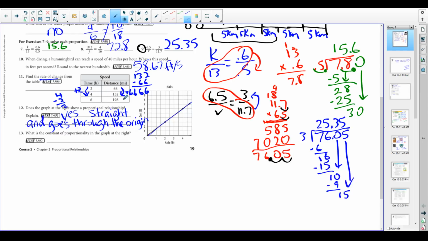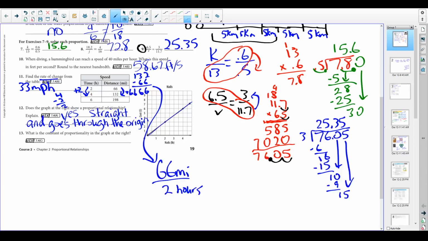So our rate is, kind of ran out of room here. Let's put it down on the bottom. So 66 miles every 2 hours. So if we simplify that, divide both of them by 2, we'd get 33 miles per hour. And that's all it is. So if you want rate of change from a table, you find the change in y, the change in x, and then simplify the fraction.